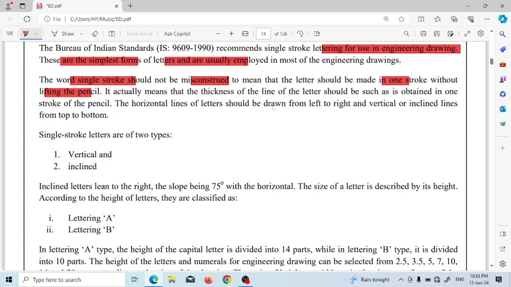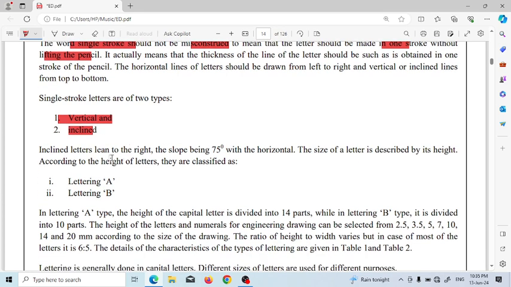And there are two types of single stroke lettering. One is vertical and the second is inclined. Inclined letters lean to the right, the sloping being 75 degrees. So this is 75 degrees with the horizontal.